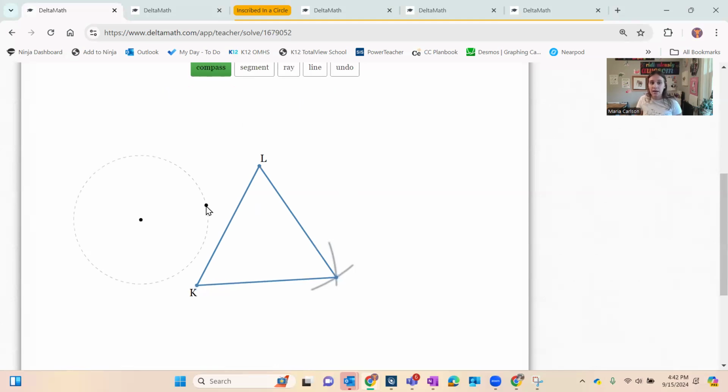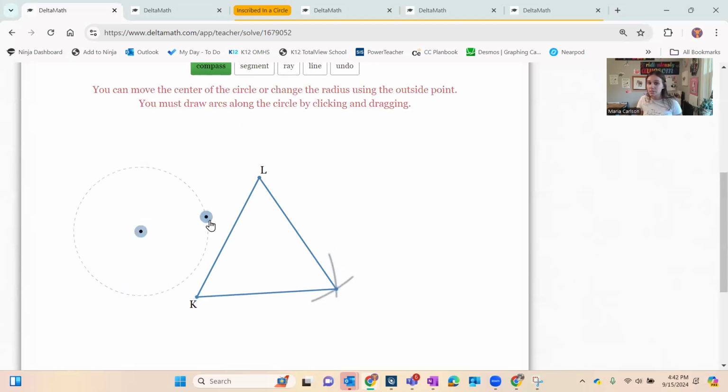And do remember, y'all, important tips on Delta Math. If you move your compass by this outside point, you are changing the radius of the compass. So that's a big commitment. Please make sure if you are just trying to move your compass, you move it by the center. And this is very much like you have to click and drag, just like you would push your pencil down and drag it across your paper.